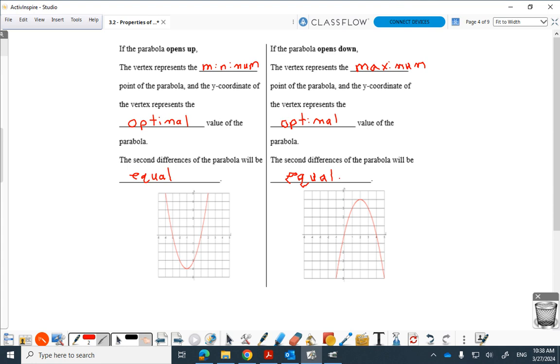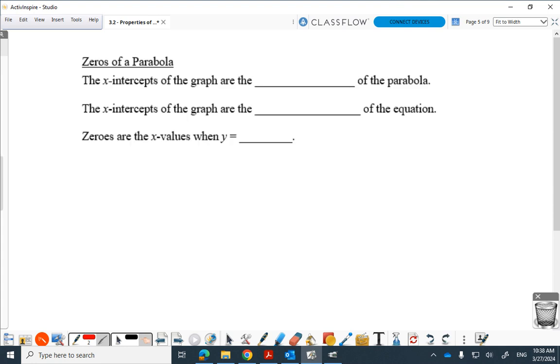And then more on zeros of a parabola. The x-intercepts of the graph are the zeros of the parabola. If you've drifted off to sleep and lost attention, I understand, but you might want to come back for this, because this is where we're going with this. I haven't talked too much about this. The x-intercepts of the graph are the solutions of the equation.